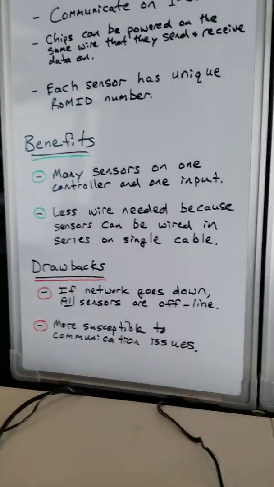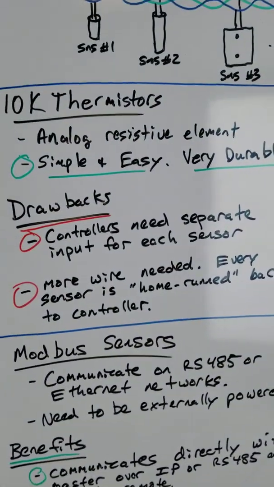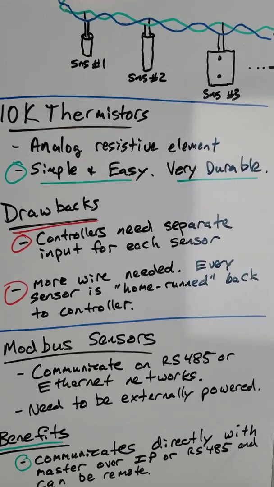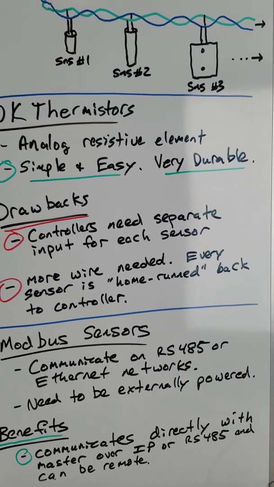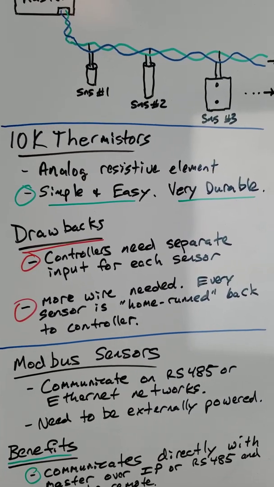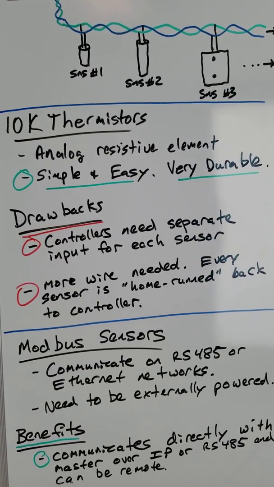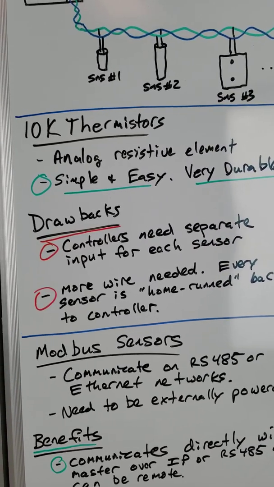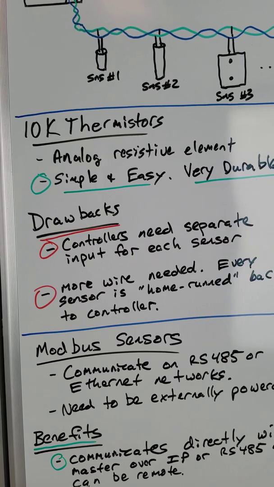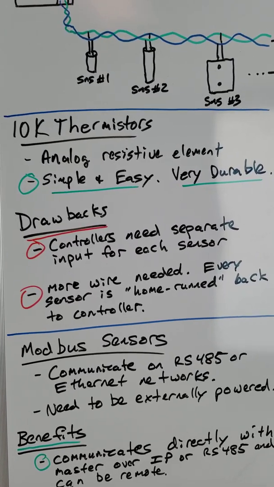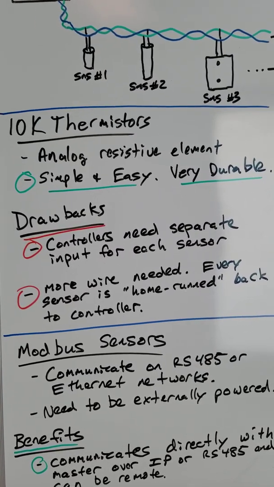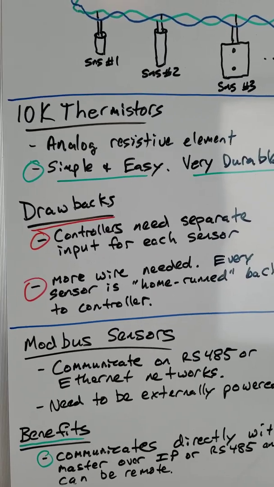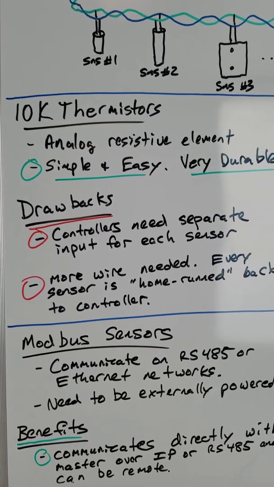Now, if we were to compare one wire to our 10K thermistors, a 10K thermistor is just a simple analog resistive element that has 10,000 ohms of resistance at 25 degrees Celsius. And then as the temperature increases, the resistance decreases if you have an NTC, negative temperature coefficient thermistor, which are what we sell. We sell 10K NTC thermistors. So here's an example of those.